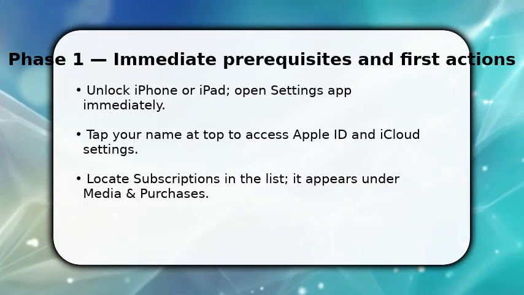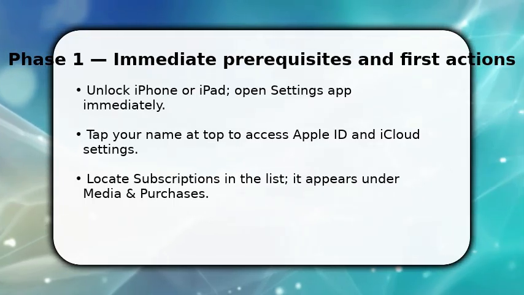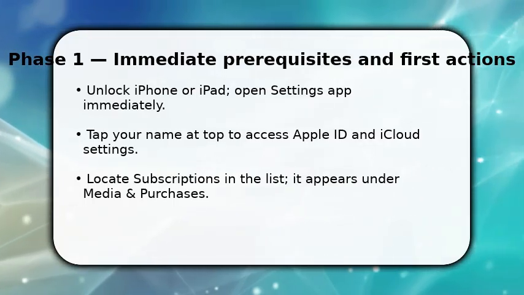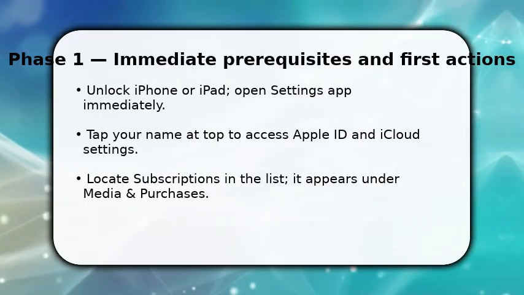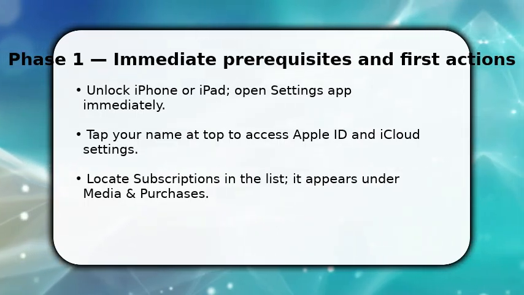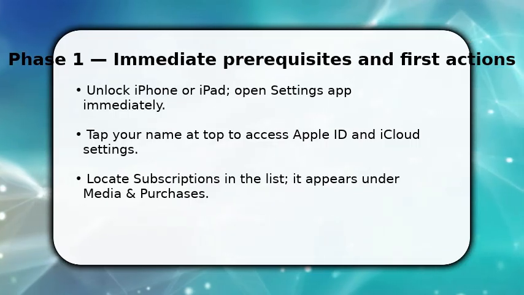You start by opening Settings and tapping your name at the top. This accesses your Apple ID. Once done, scan the screen for media and purchases and tap Subscriptions. This step shows active and expired plans.